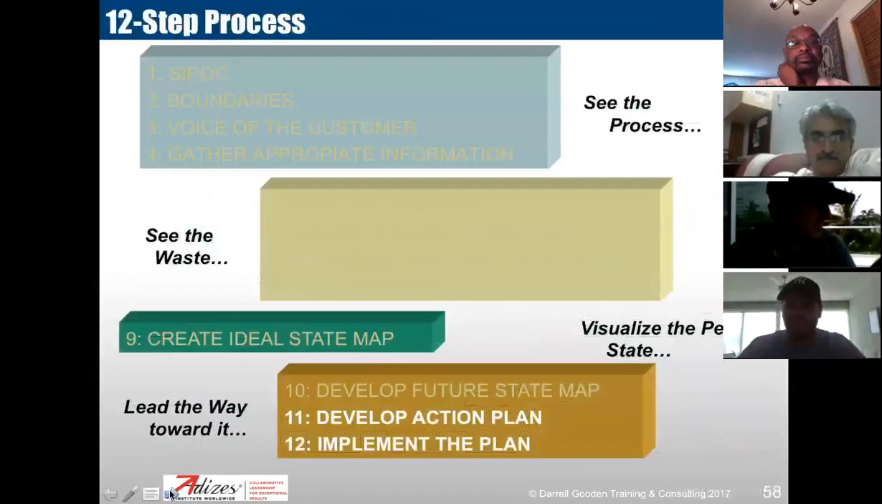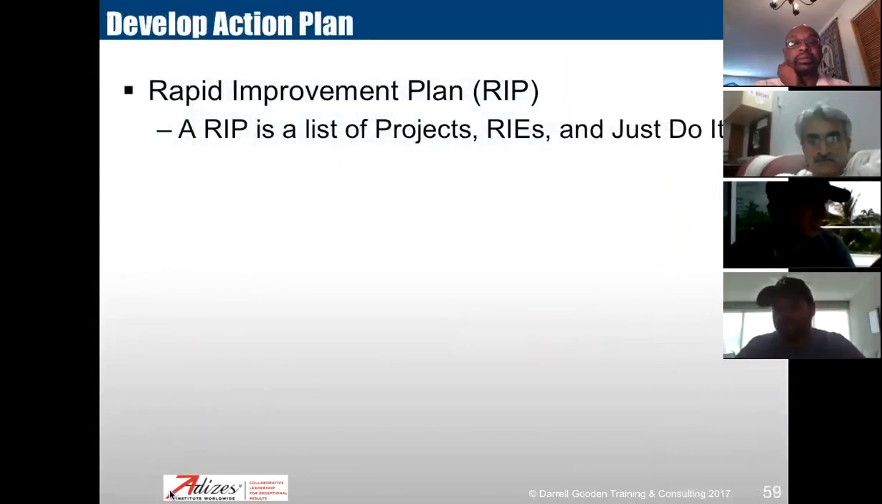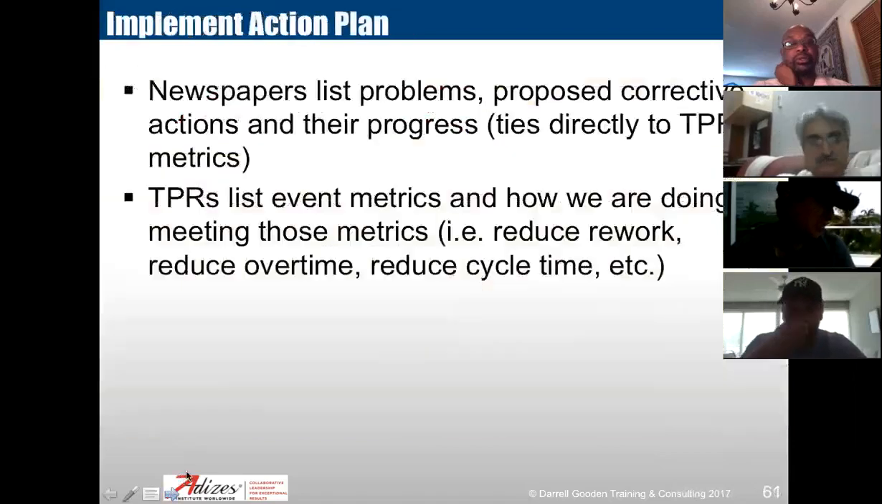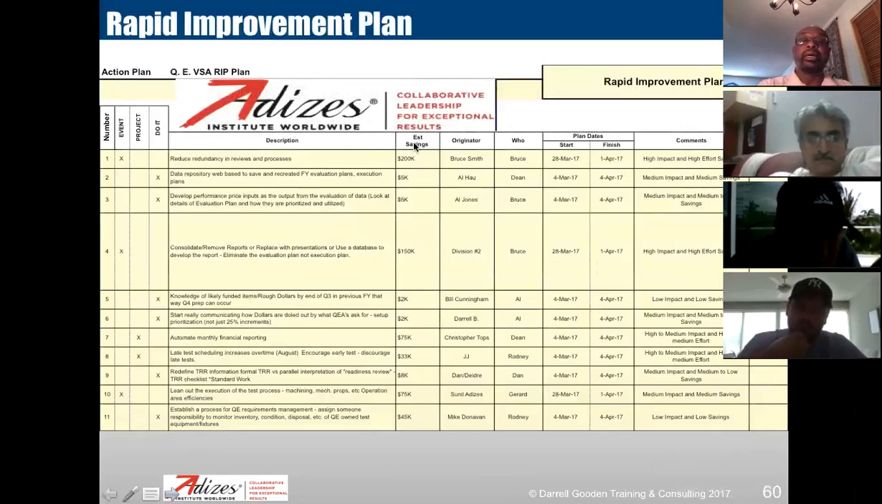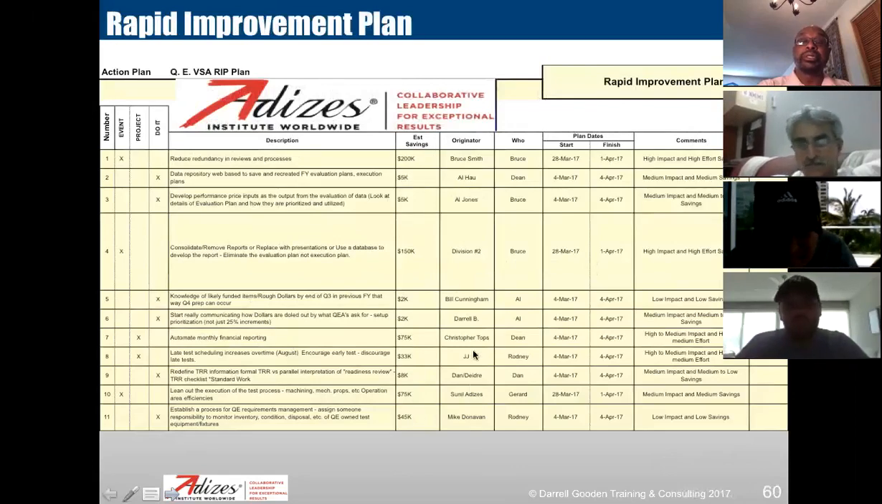Okay, so all that gets done, and that future state map where you saw the burst and things gets put into an action plan. I can provide you the Excel sheet for this. I just kind of did this one up. And notice there are savings identified. There's a person responsible, the originator, whoever brought this to the table, the responsible party, and stop dates to implement. It's a simple action plan. Events, projects, and just do it.